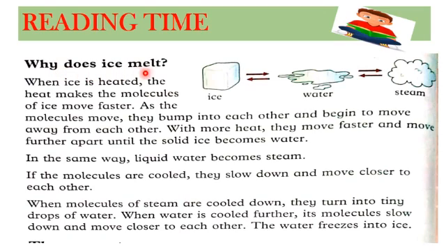Why does ice melt? When ice is heated, the heat makes the molecules of ice move faster. As the molecules move, they bump into each other and begin to move away from each other. With more heat, they move faster and move farther apart until the solid ice becomes water. You can see here.